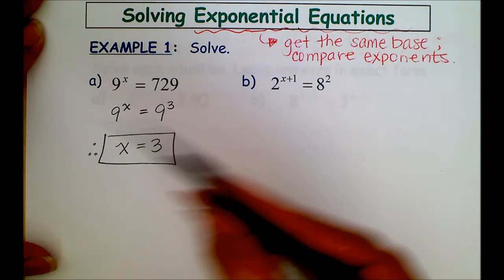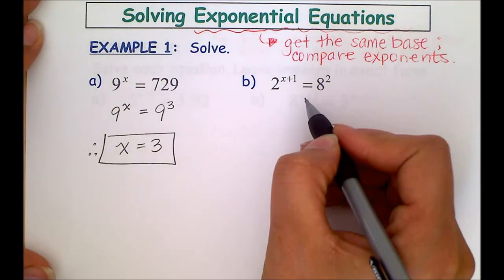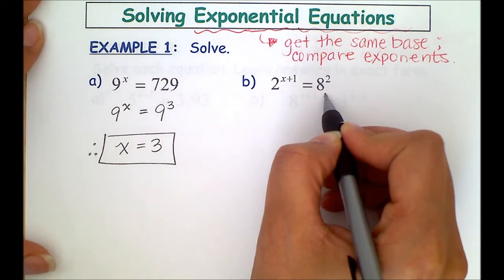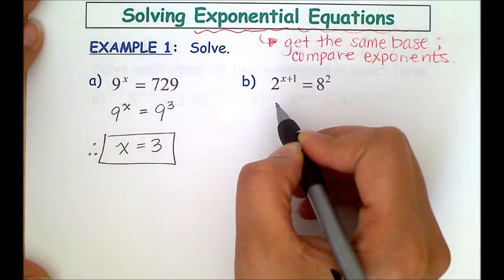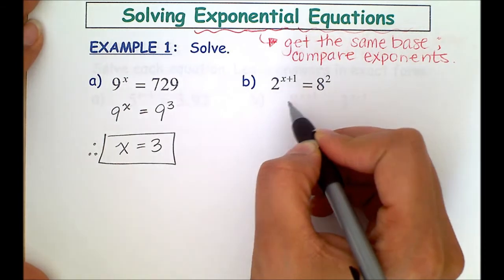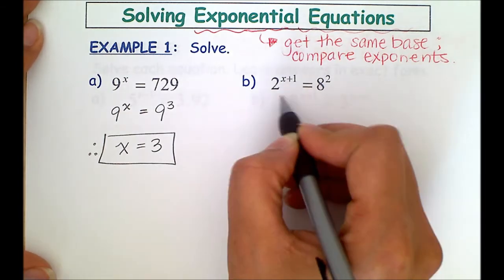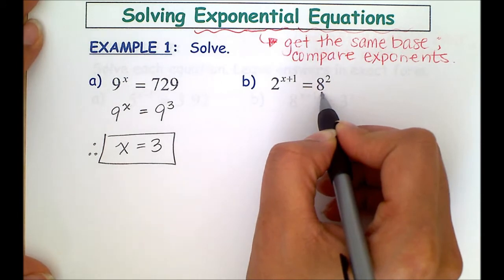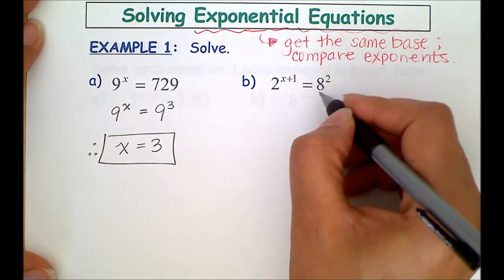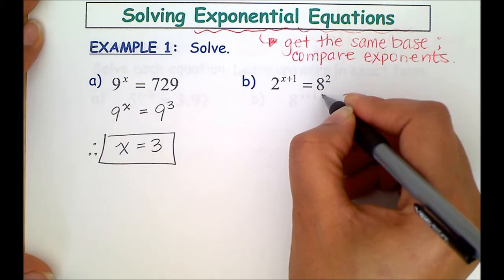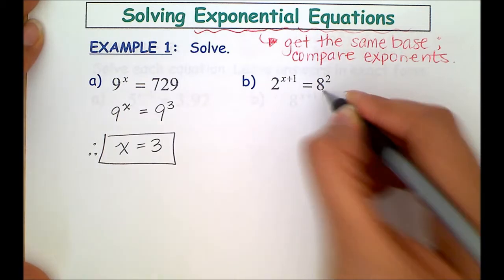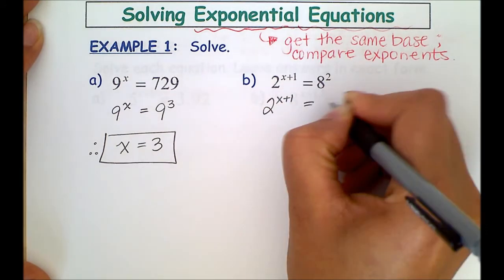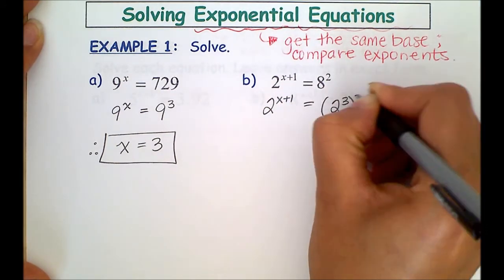Okay. For part B, same kind of idea. What you'll notice is that I have a base of 2 here and a base of 8 here. They're both exponential expressions, so this makes it an exponential equation. And so what I need to do is get the bases the same. This base is fine the way it is, and I know that I can write 8 as a power with a base of 2. And so I'm going to rewrite 8 to the exponent 2 as a power with a base of 2. So I'm going to rewrite that part. So the left-hand side stays the same, and the right-hand side changes to 2 to exponent 3 raised to an exponent of 2.